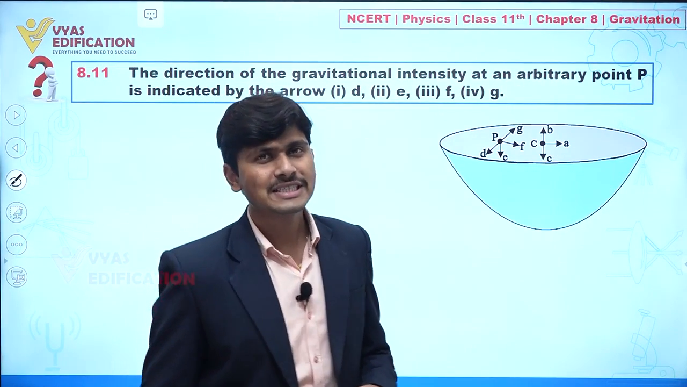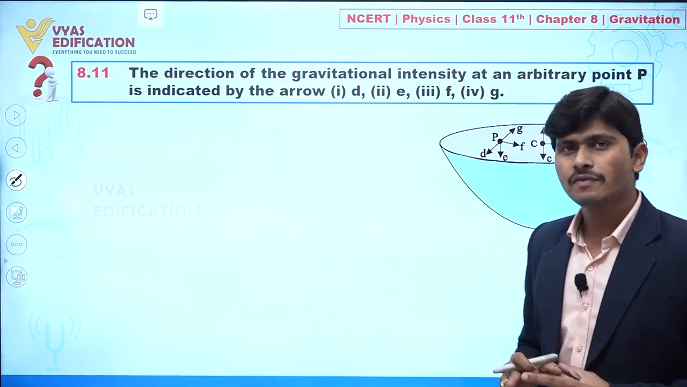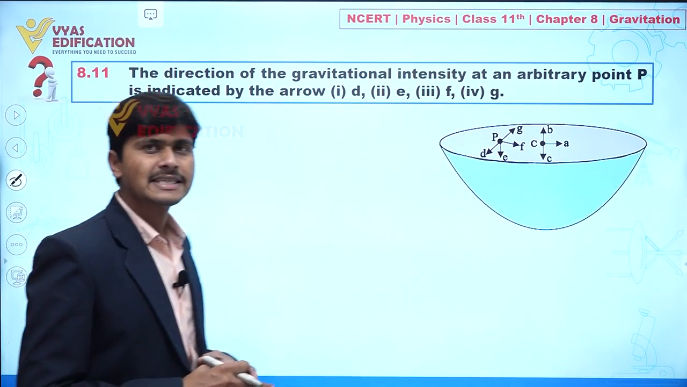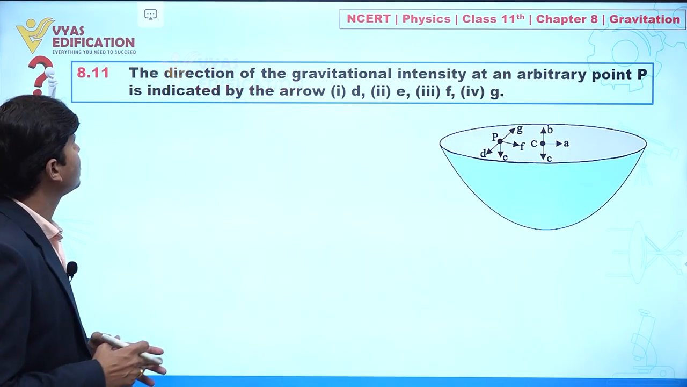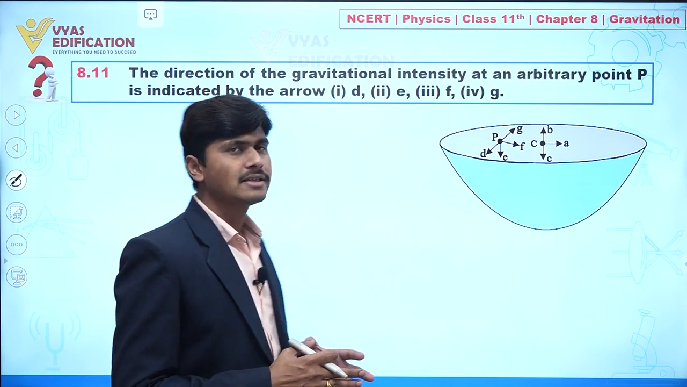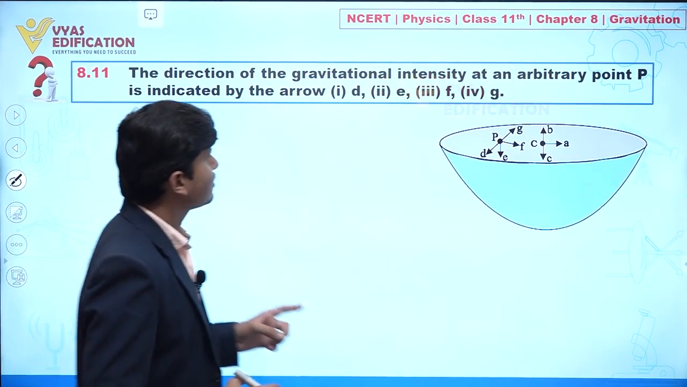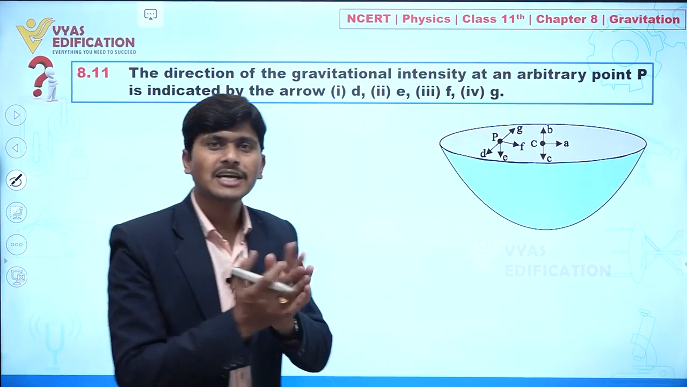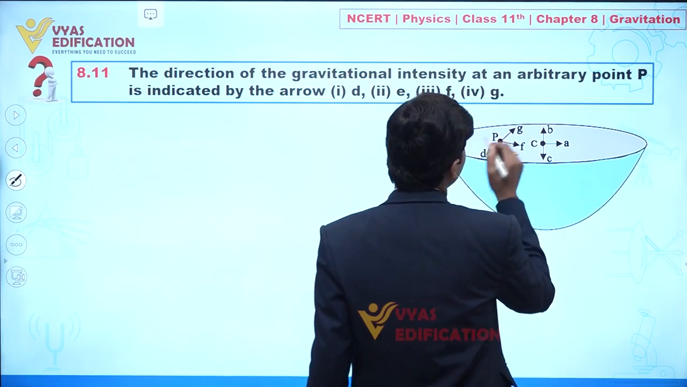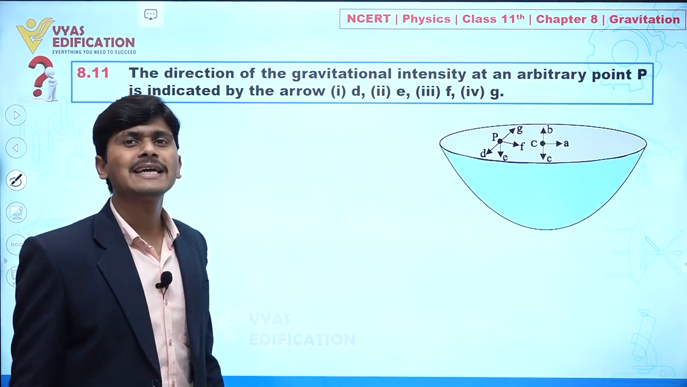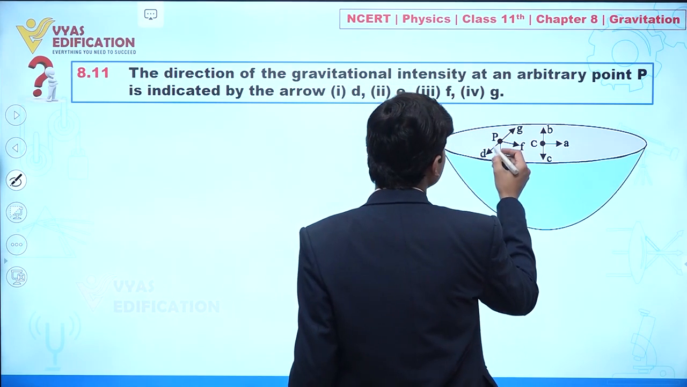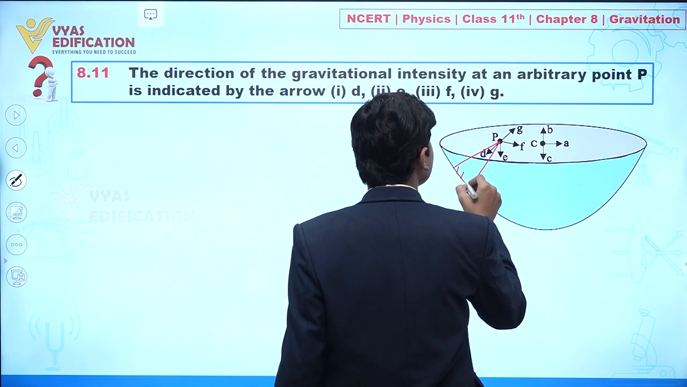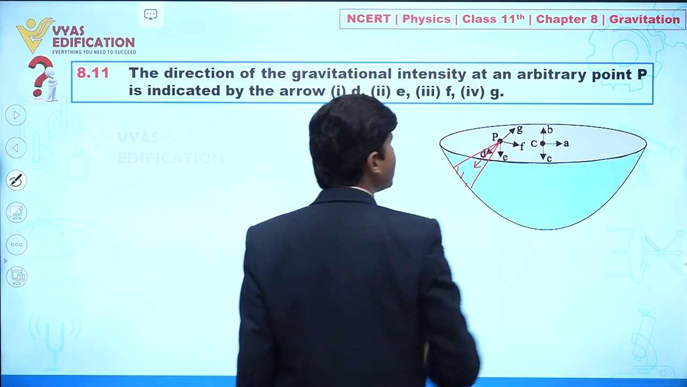Now students, we are going to discuss the next question, question number 8.11, and in this question it is given to you, the direction of gravitational intensity at an arbitrary point capital P is indicated by the arrow. We have four options, D, E, F and G. Let us try to understand. Let's suppose I am taking a point P, and this point P is not lying at the center. If you take a very small element, the direction of gravitational field is in this direction.